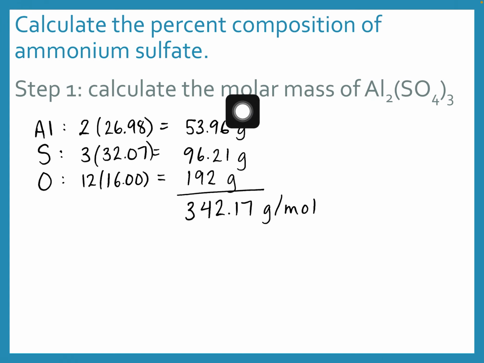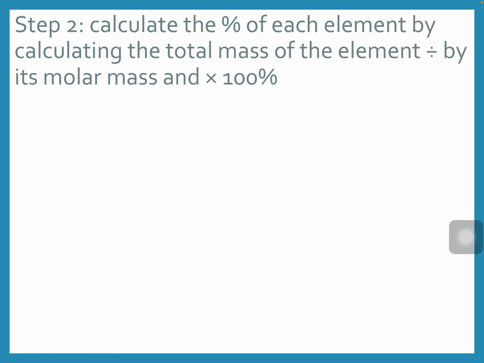You'll notice that I didn't write grams per mole for each of these. So this is 53.96 grams per 2 moles of aluminum atoms, 96.21 grams per 3 moles of sulfur atoms, and 192 grams per 12 moles of oxygen atoms. Those all come together to make 1 mole of the compound aluminum sulfate. And so that's why I have the grams per mole over here. So 342.17 grams per mole. So that was for aluminum sulfate.